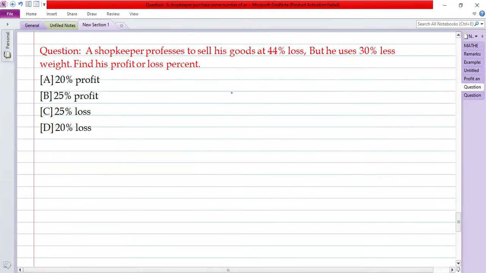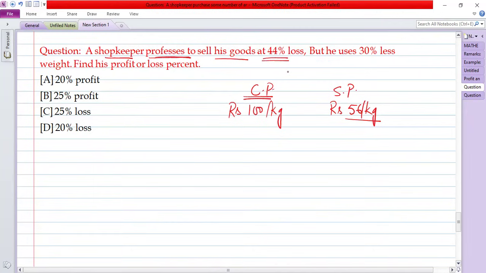So now here, once again, let rupees 100 per kg be the cost price. And what is the selling price? It is rupees 56 per kg, because the shopkeeper is claiming that he is selling his goods at 44% loss. So this is the difference as per the claim of the shopkeeper. Obviously, the actual loss is not 44%.